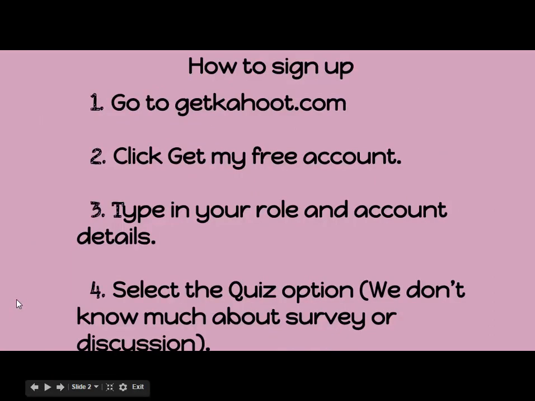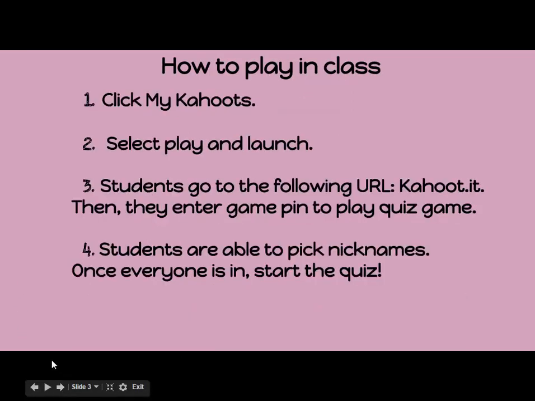So how you sign up first. If you decide that you'd like to use it, all you do is go to getkahoot.com. It's free, so you click Get My Free Account, type in Role and Account Details, and select the quiz option. There are two other options, Survey or Discussion. I don't know a lot about that, and I could see how it could be useful in maybe a post-secondary school or an AP class to stimulate discussion or debate, but I really like the quiz option. So you'll just click My Kahoots and then hit play and launch, and that's how the students will be able to play. Setting up your quiz is really easy.